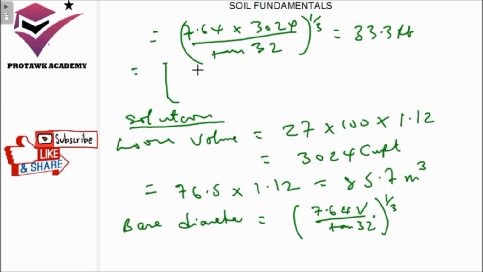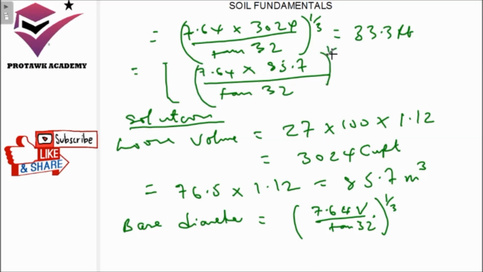So we do the same in meters. Doing the same in meters, we have 7.64 multiplied by 85.7 over tan 32. We are supposed to raise this to the power 1/3. So when we do this, we use a calculator to multiply this by this and divide by tan 32. It will give us 10.16 meters. So that is in meters.